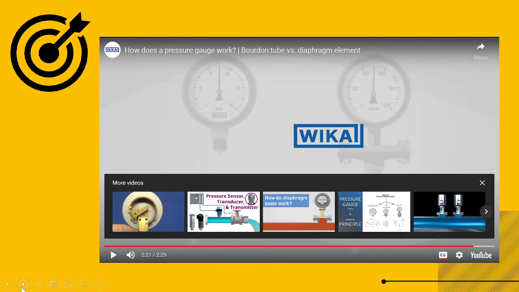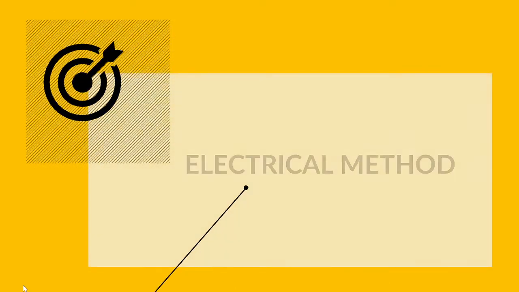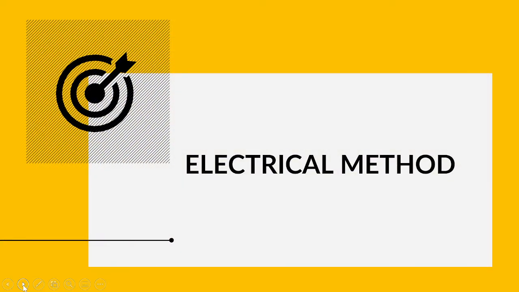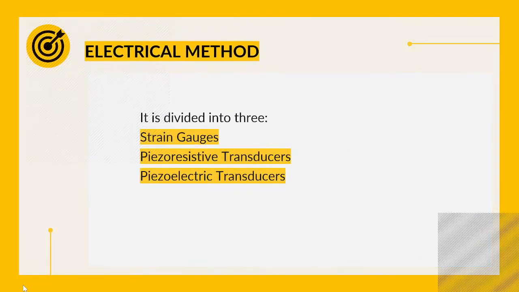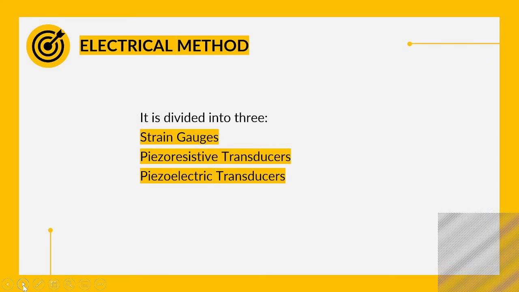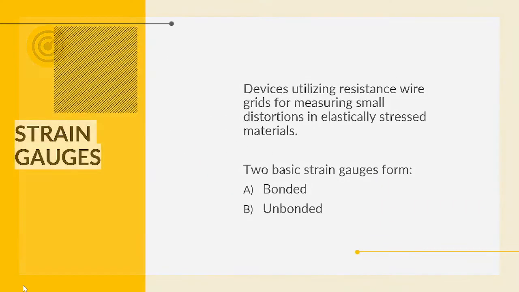Since we're done discussing the liquid column methods and elastic element method, let's proceed to the last method, which is the electrical method. Most devices belonging to this method utilize electricity. It is divided into 3. We have the strain gauges, piezoresistive transducers, and piezoelectric transducers. First device under electrical method is the strain gauge.